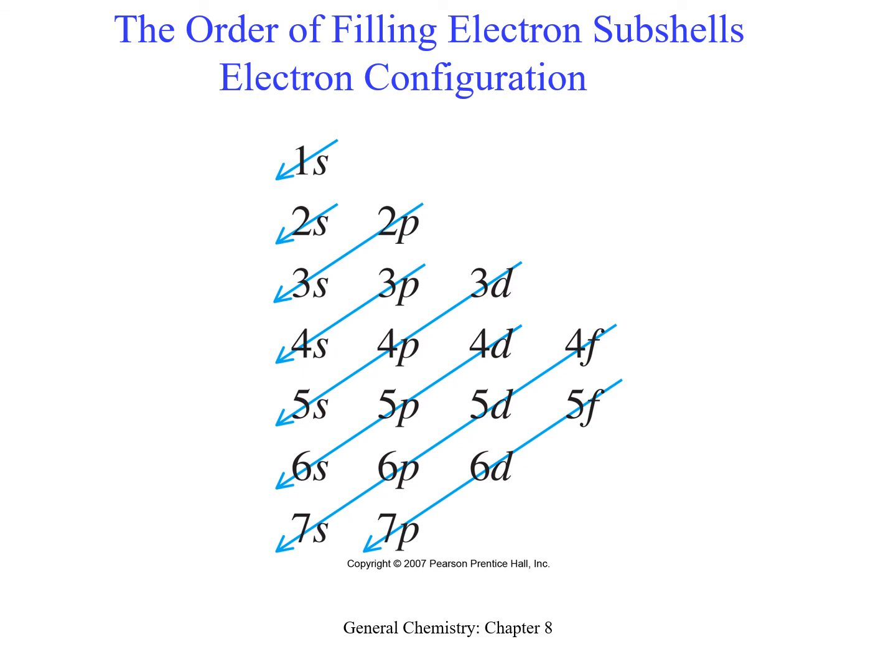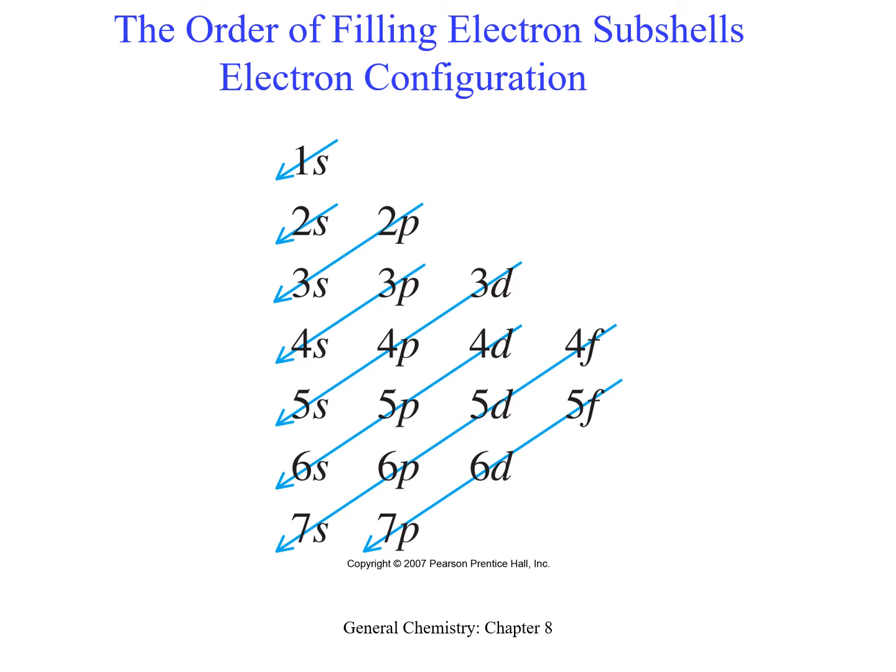Okay, so the order of filling subshells, I represent them just like in the previous slide: 1s, 2s, 2p, and so on and so forth. And so you fill the 1s first, and that's only going to take 2 electrons. So the first quantum shell can only have 2 electrons in it. When it has 1, it's hydrogen. When it has 2, it's helium. And don't forget, s can hold 2 electrons.